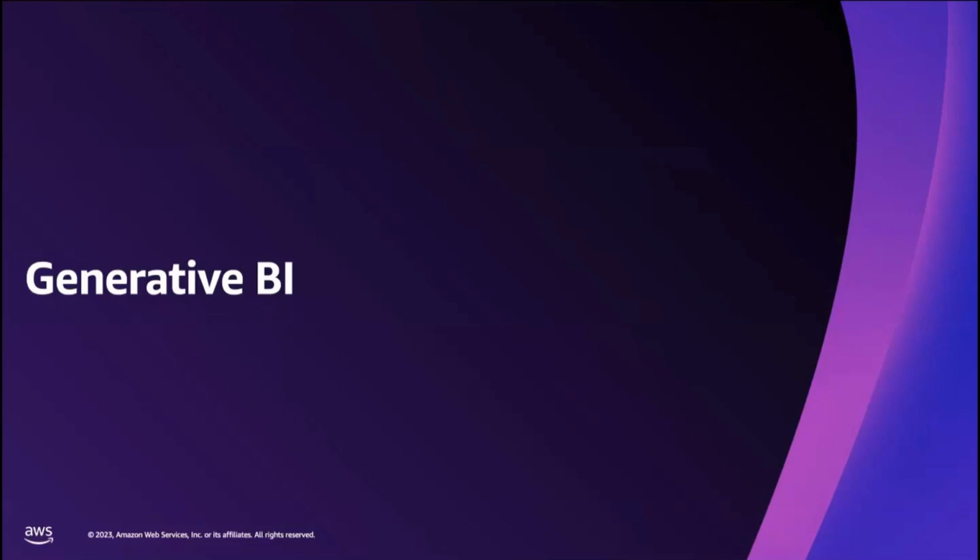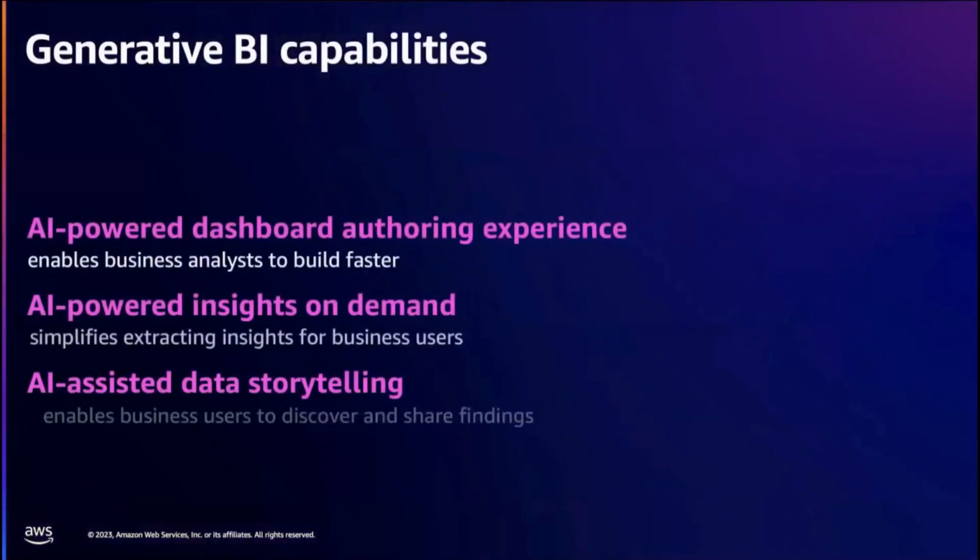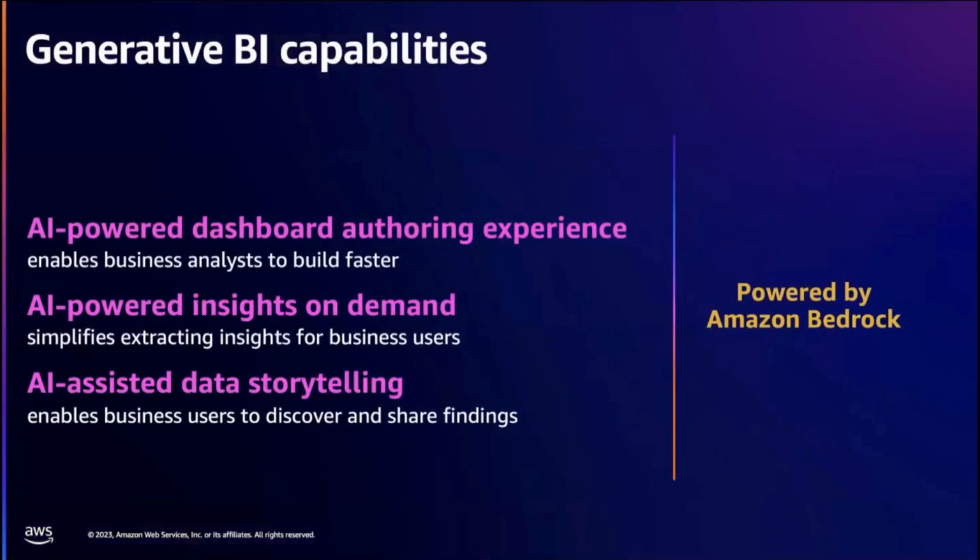So generative BI, if you haven't heard, was the newest functionality released at this re:Invent for QuickSight, using natural language and generative AI throughout QuickSight. So there's three main areas where it's used. First, the authoring experience. You'll be able to build visuals, change visuals, and build calculations using natural language prompting.